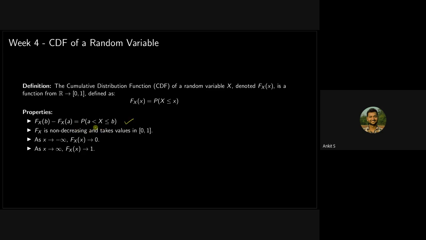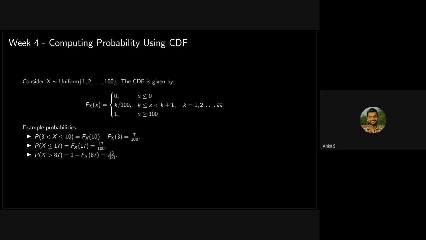If you want to calculate for a discrete random variable, this holds that if you want to calculate the probability that x will take values between a and b, you have to subtract the CDF at a from the CDF at b. Okay? It has a property that it is a non-decreasing function and takes values in the range 0 to 1. Its maximum value is 1. As x goes to minus infinity, it's 0. These are things you already know, I think, from stats 1.